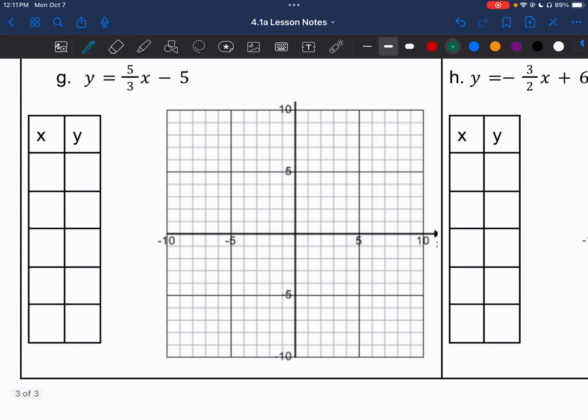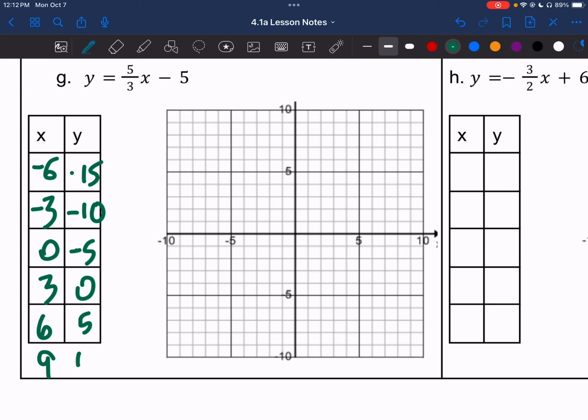Letter G. We're multiplying by 5/3, 5/3 times x minus 5. So my multiples are all going to be multiples of 3. So -6, -3, 0, 3, and 6. All right, and when I substitute in, I get -15, I get -10, I get -5, 0, 5. We're going to add one more, and we're going to do 9, and that's going to give us a value of 10.